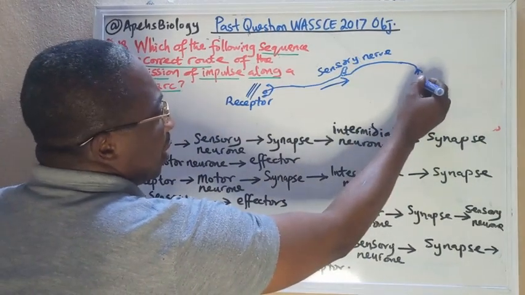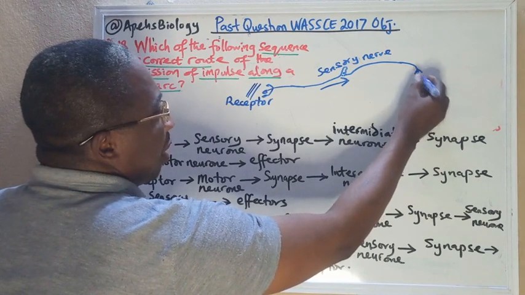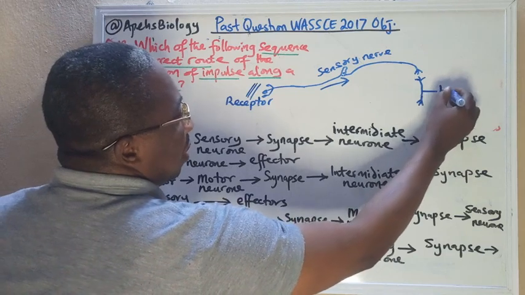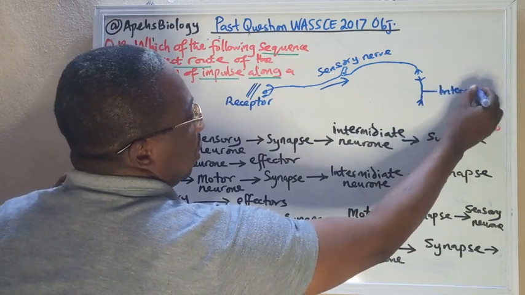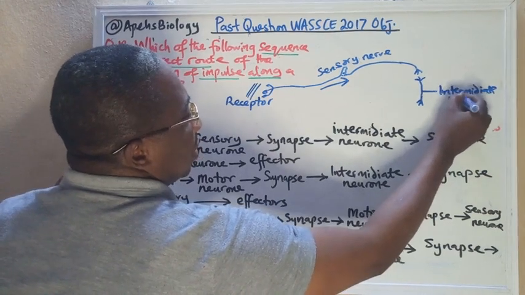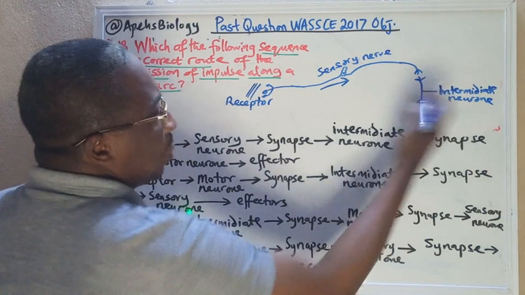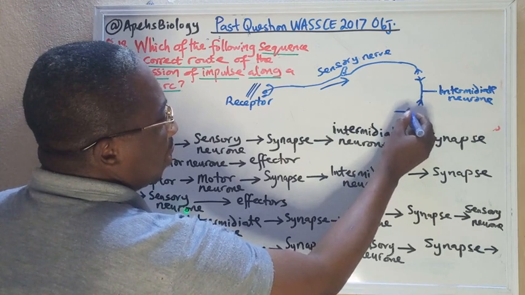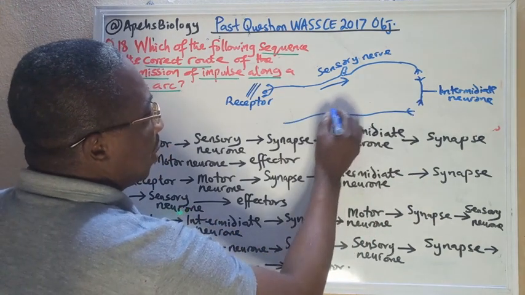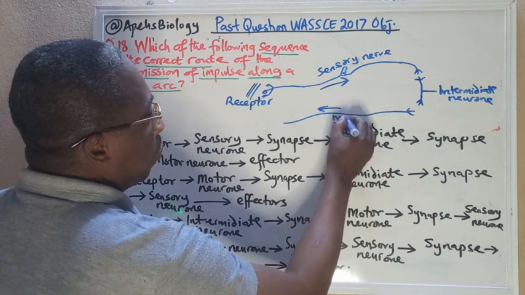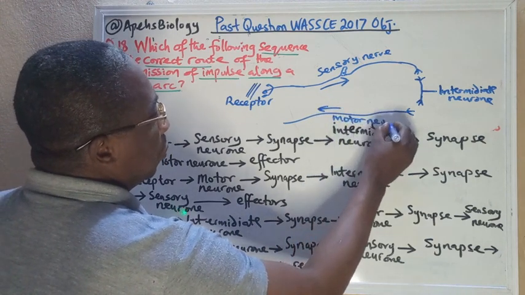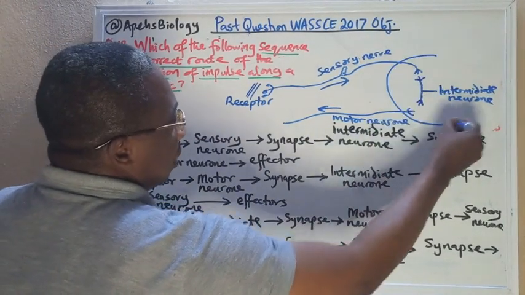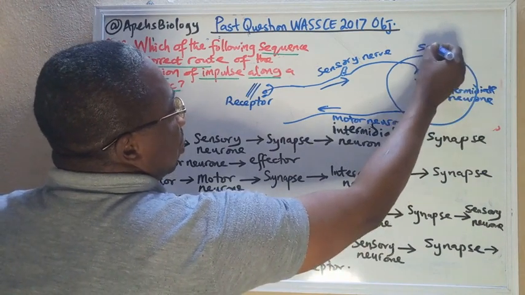It then links up with another nerve that will be called the intermediate nerve. Some call it the intermediate neuron. Nerve and neuron go together. Then from there you have another nerve that comes out of it and continues its journey, and this nerve is called the motor nerve or neuron.